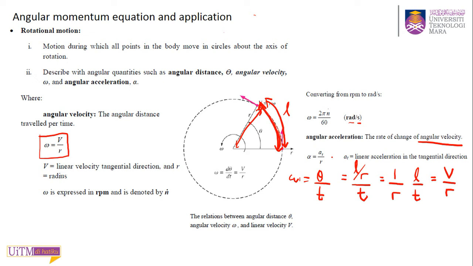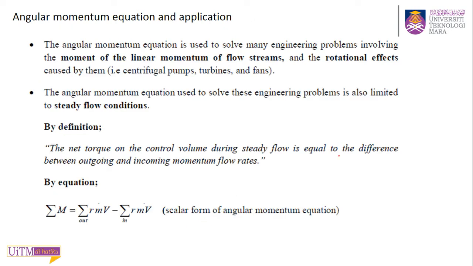Okay, so that is what we call angular momentum. It's quite easy, not too complicated. The angular momentum equation is used to solve a lot of engineering problems involving the moment of the linear momentum of a flow stream and the rotational effect caused by it, such as pumps, turbines, fans. All of these applications are moving in rotation. That's why you have that angular momentum.